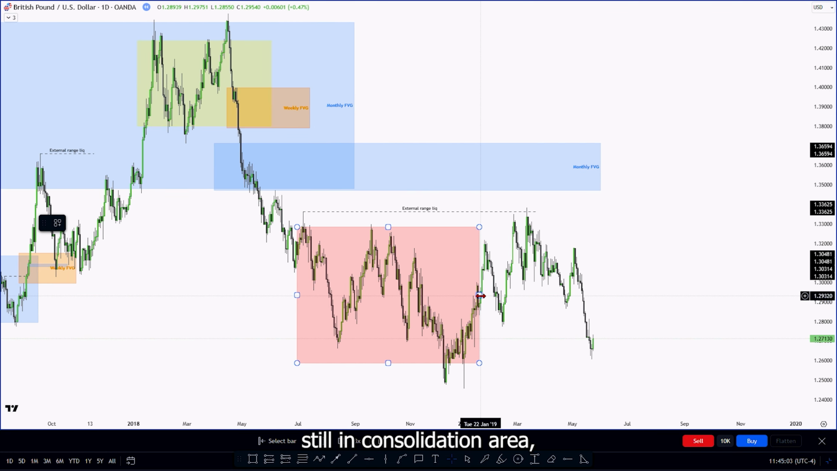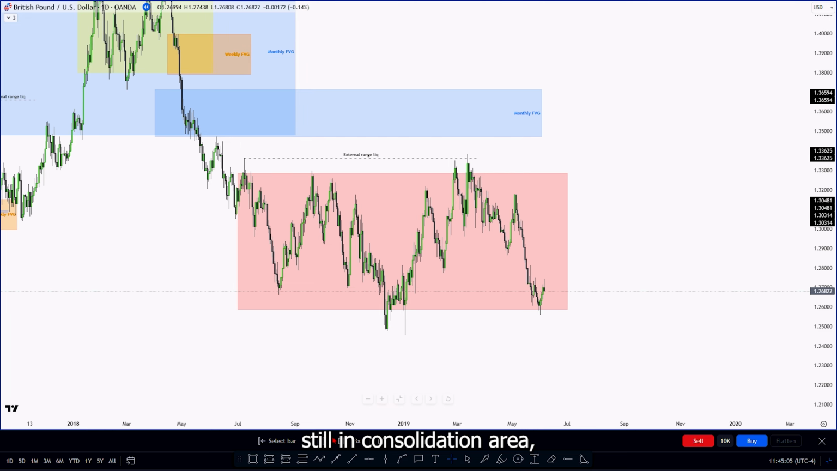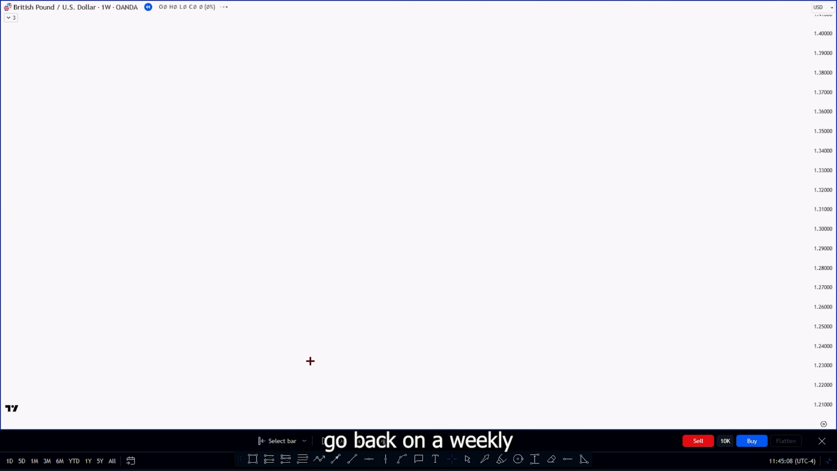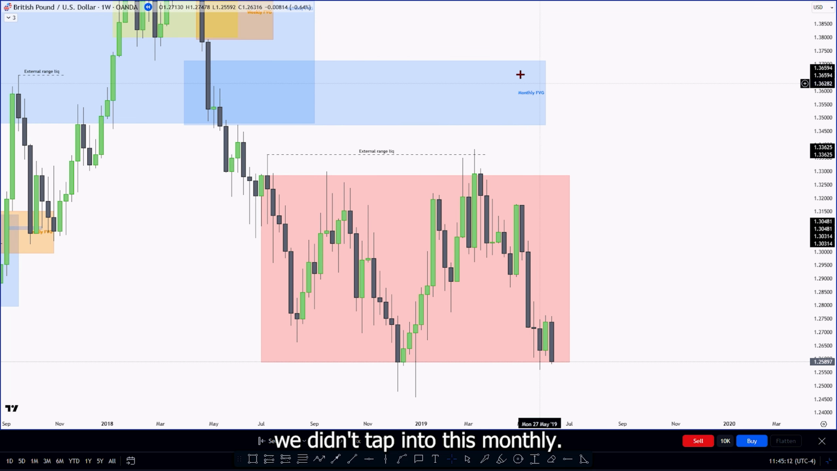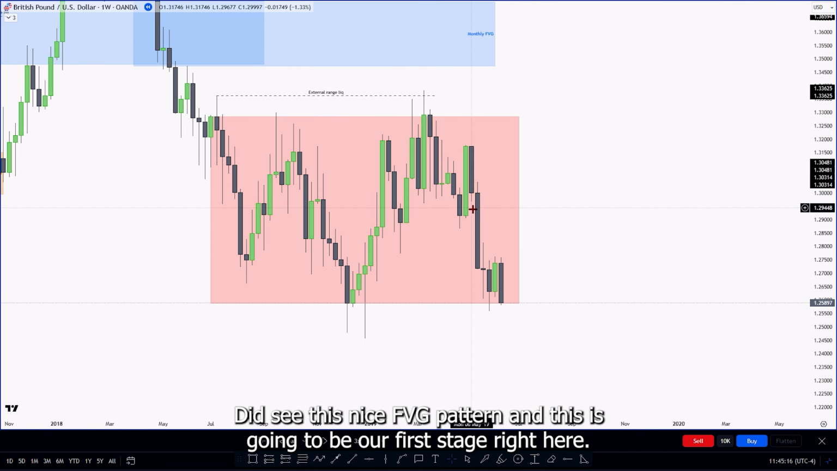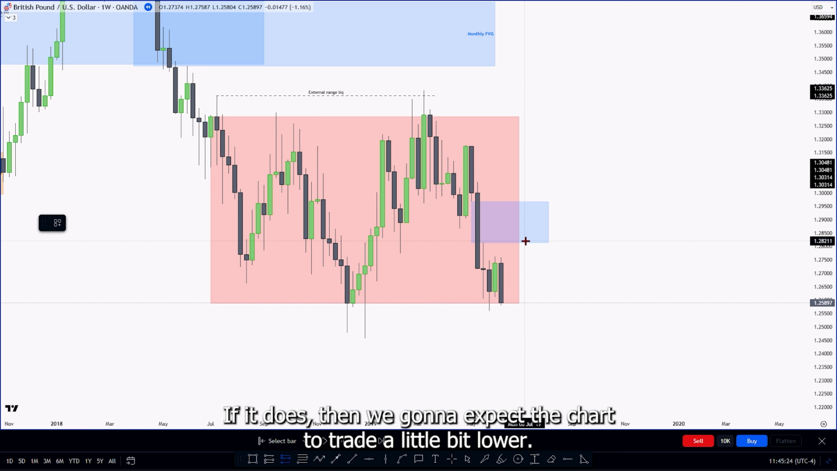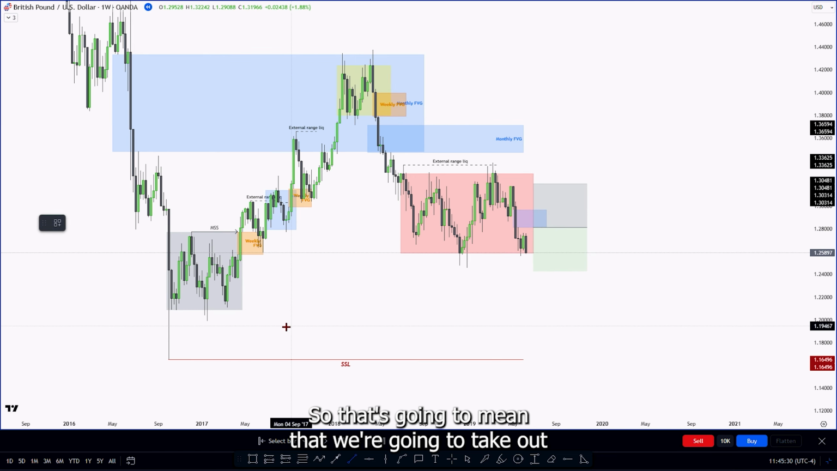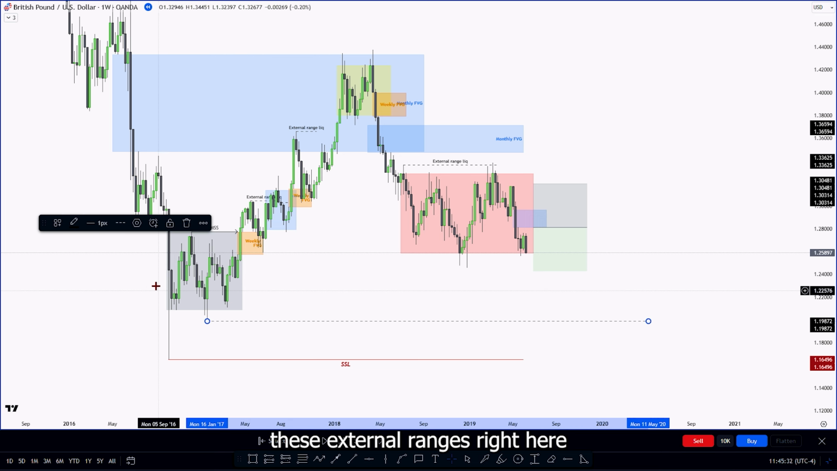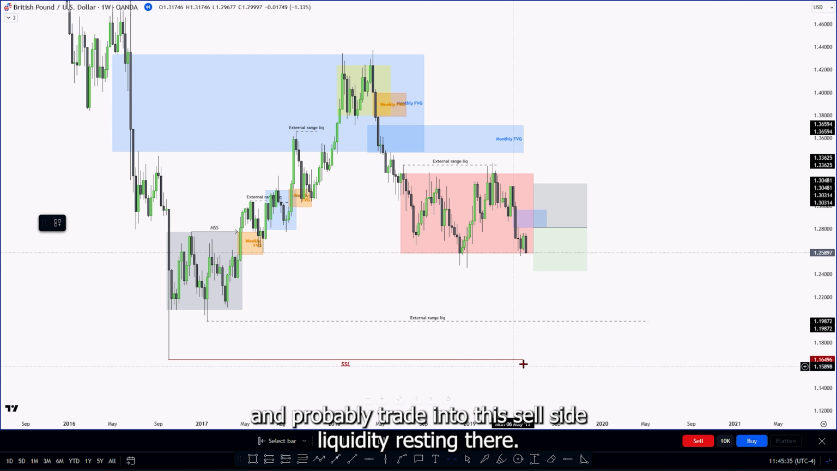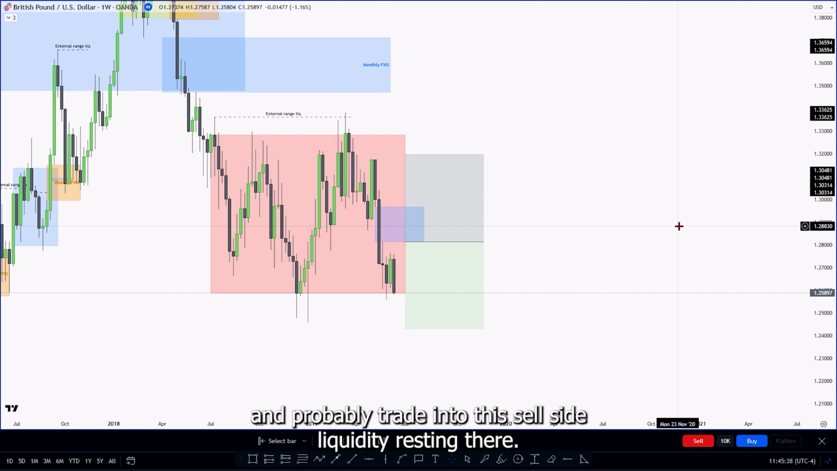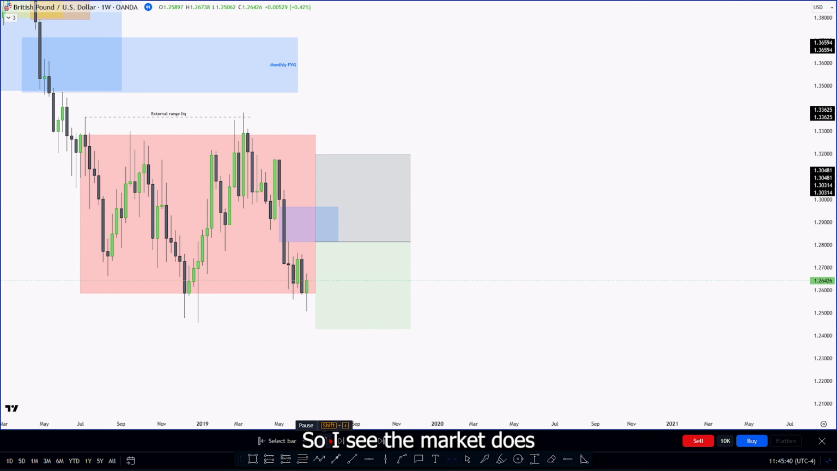See the market moves, still in a consolidation area. Let's go back on the weekly. We didn't tap into this monthly. We did take out this external range. We did see this nice fair value gap pattern. So it's going to be our first stage right here. Let's try to see if the market does trade back into this. If it does, then we're going to expect the chart to trade a little bit lower. So that's going to mean that we're going to take out these external ranges right here and probably trade into the sell side liquidity resting there. So we'll see what the market does.